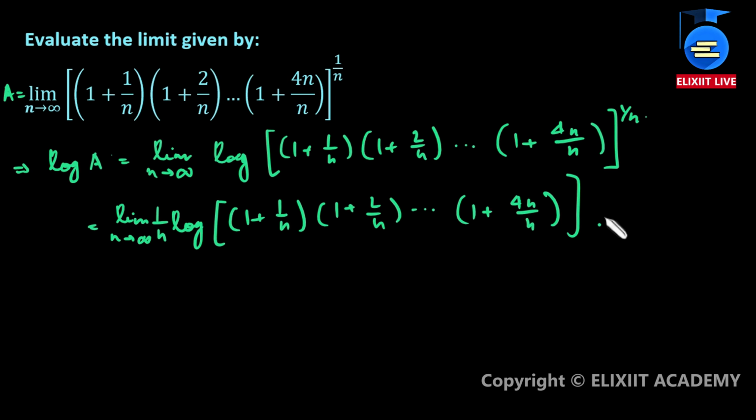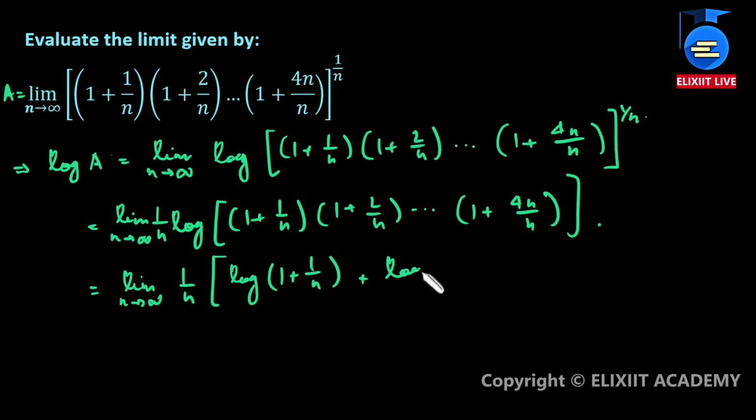How do we simplify this now? We can represent this in terms of sigma, but initially we simply use the properties of log to break this, since this is in terms of product. So how much is this? Log of a1 into a2 and so on up to an is basically log a1 plus log a2 plus log a3 and so on up to log an. Properties of logarithm we are using. So this is actually limit n tends to infinity, 1 by n, times log of 1 plus 1 by n plus log of 1 plus 2 by n and so on up to log of 1 plus 4n by n.